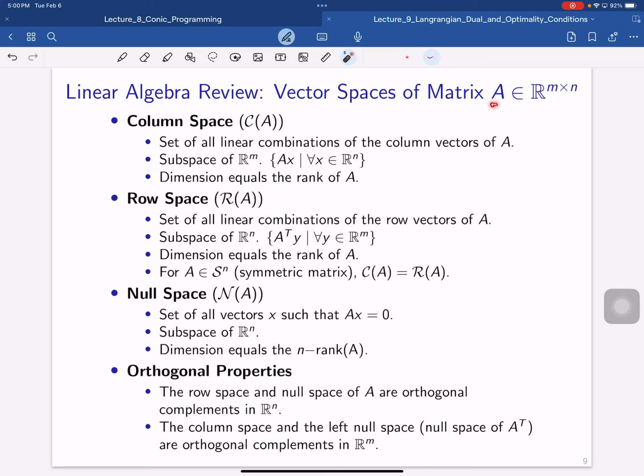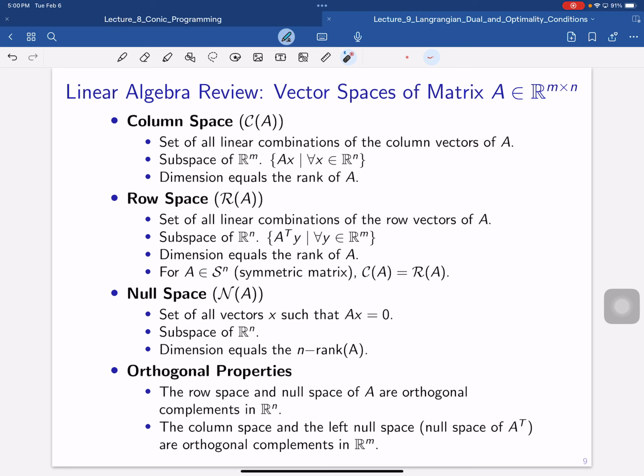So let's say A is an m by n matrix. Then the column space of A, denoted by C(A), is the set of linear combinations of all the columns of A. You can write it as Ax for x any real vector. Basically you are using x to generate all the linear combinations of the columns of A. The dimension of the column space is equal to the rank of A. And the row space is the linear combinations of the row vectors of A. You can write it as A transpose y for all y in dimension m.